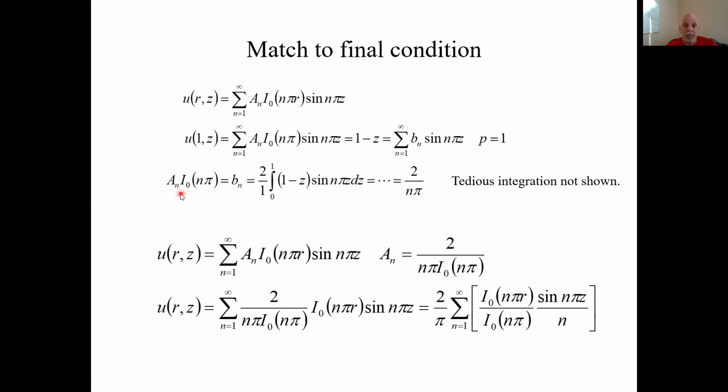So we now have the a sub n's. They are these. Everything's so simple now that we can put it together in one summation. Pull out the things that don't depend on n outside. Finally, a fairly simple solution. And that's the last partial differential equation boundary value problem in cylindrical coordinates. We'll do spherical coordinates next.